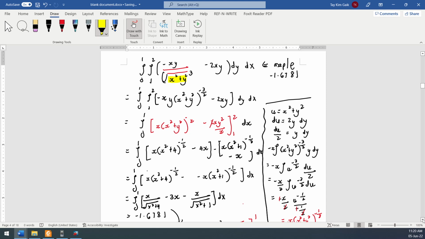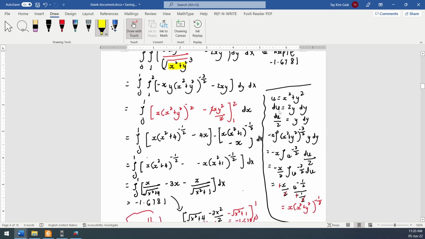Okay, let me do it one more time. So du is 2y dy, because you want to integrate with respect to y, that's why you differentiate with respect to y. So the term y dy becomes du over 2. So y dy is replaced by du over 2. x squared plus y squared is u to the power negative 3 over 2. Here, when integrating with respect to y, negative x is constant, so factor out negative x. So integrate u to the power negative 3 over 2.